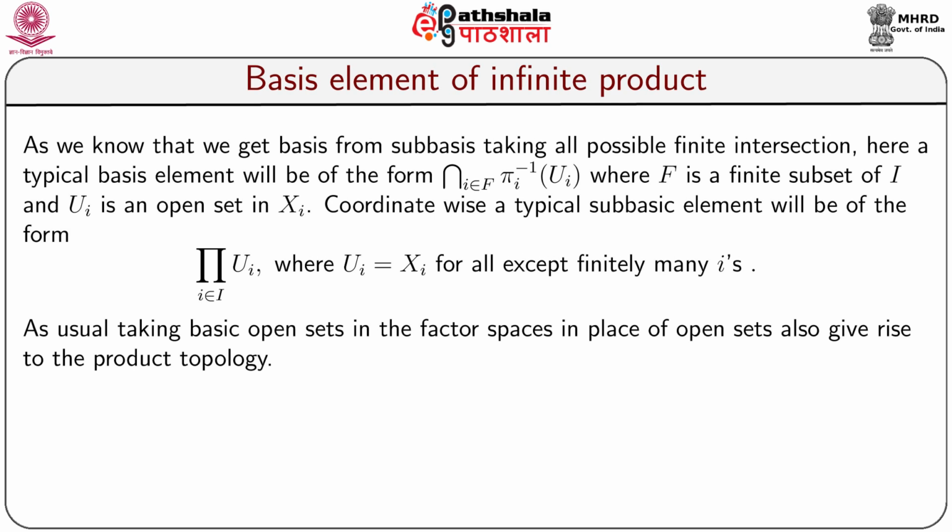So, what will we get? We get a set of the form product of U_i, i belonging to I, where U_i is equal to X_i for all i except finitely many i's. As usual, taking basic open sets in the factor spaces in place of open sets also gives rise to the product topology. So, we have discussed what the product topology is.